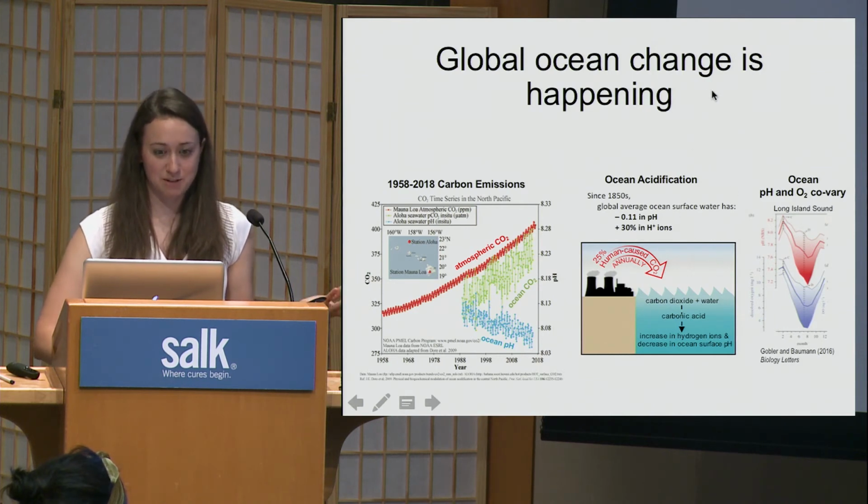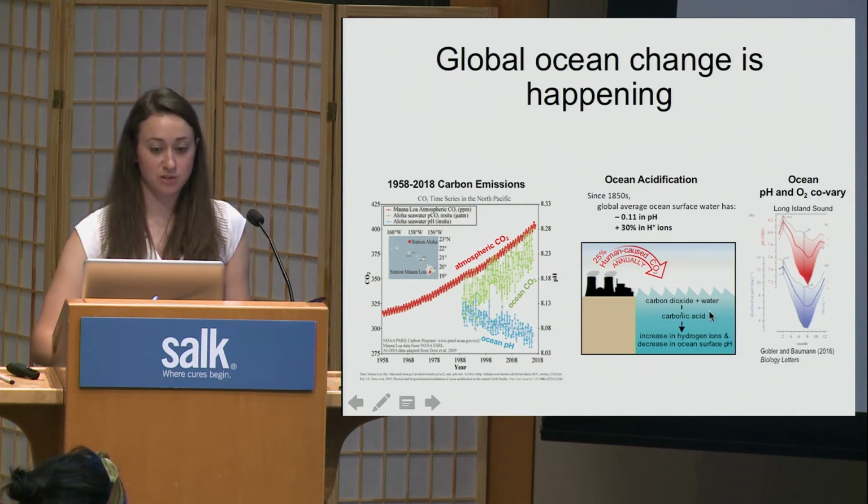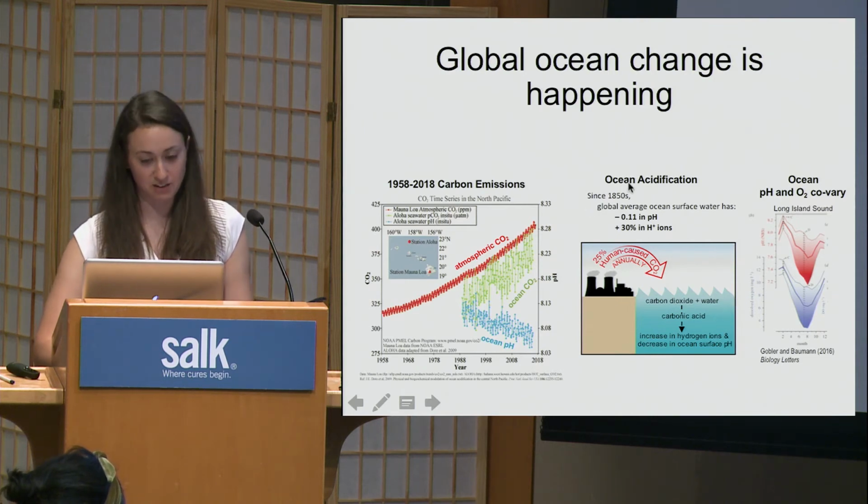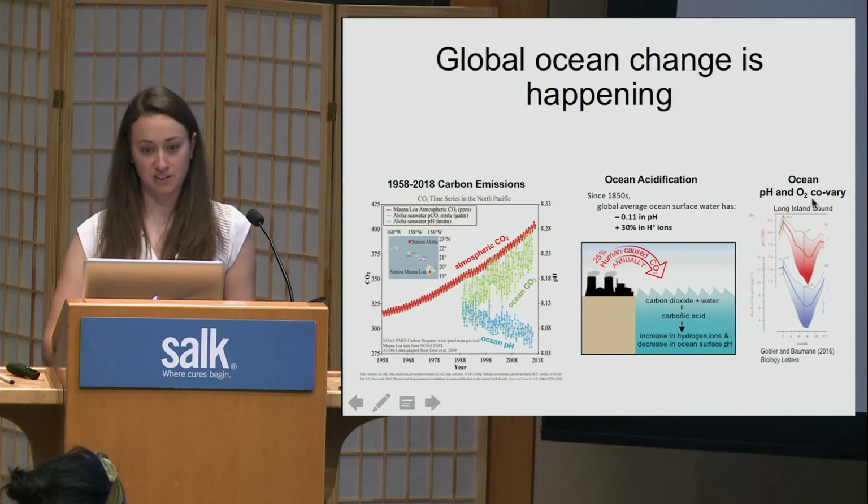Also, something that's happening with global ocean change is the water is actually becoming warmer because of the greenhouse gas effect. And warm water does not dissolve oxygen as well. So we see pH and oxygen varying. So pH is decreasing and oxygen is also decreasing over time.